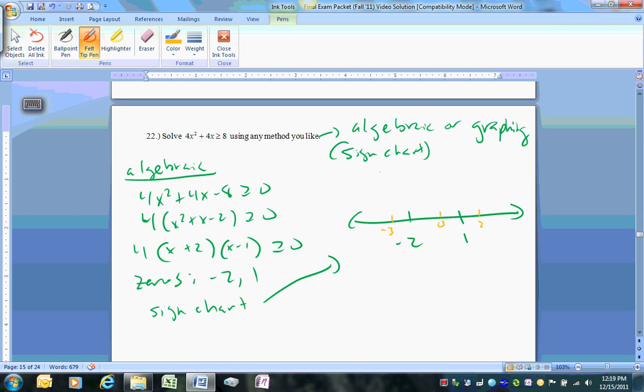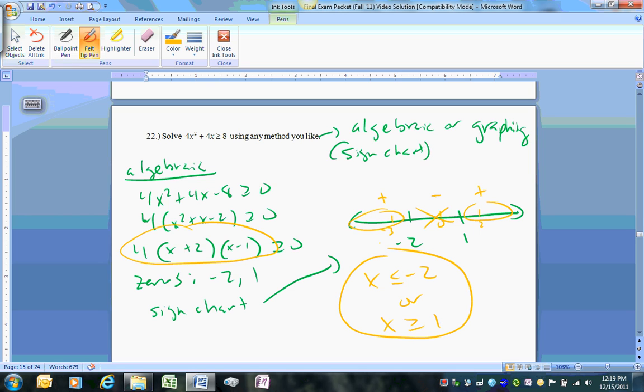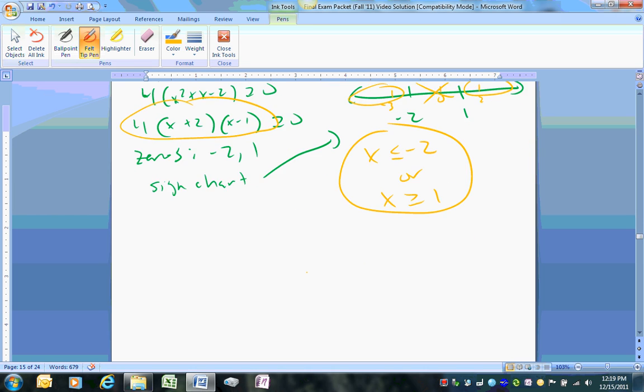If you try negative 3, you're going to have 4 times negative 1 times negative 4 if you plug it in, so that will be positive. If you plug in 0, you get 4 times 2 times negative 1, that will be negative. And remember, I'm plugging into this over here. If I plug in 2, I get 4 times 4 is 16, that's positive. So clearly I want these regions, and I don't want the middle region. So x has to be less than or equal to negative 2, or x has to be greater than or equal to 1. Any x values that follow that range will make the inequality true. So you've got to use the sign chart if you do it algebraically.